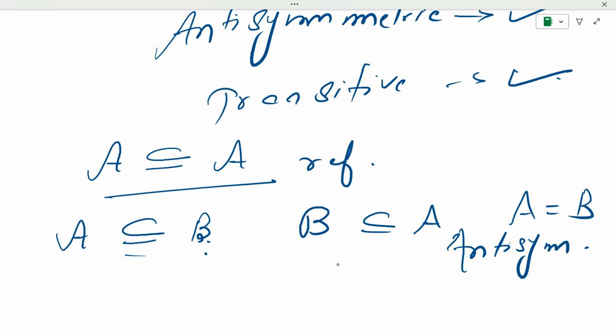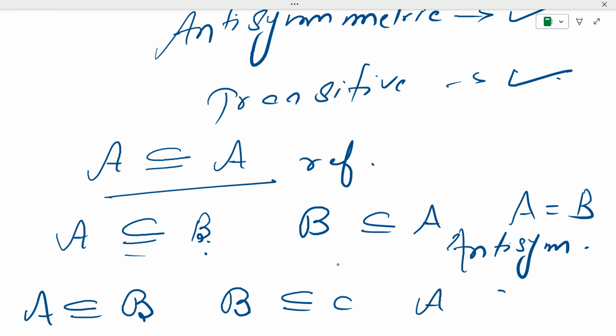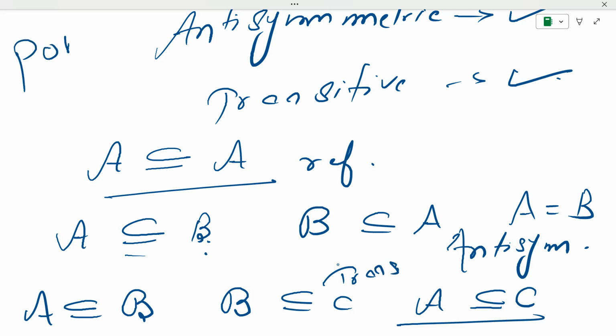Okay, and for transitivity, A is a subset of B and B is a subset of C, then A is also a subset of C. So it is transitive as well. So hence, the subset relation on the power set is also a POR, a partially ordered relation.